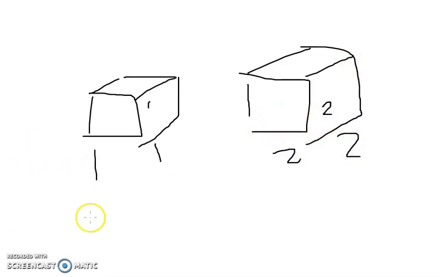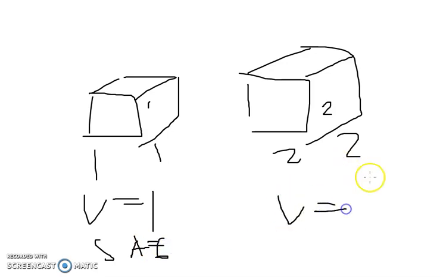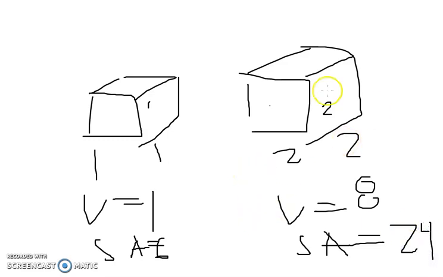And then we calculated the volume would be 1 and surface area would be 6, and then the volume of the second cube would be 8, and the surface area would be 24. So we found that if the dimensions are doubled, volume would be increased by 8 times and surface area would be increased by 4 times.